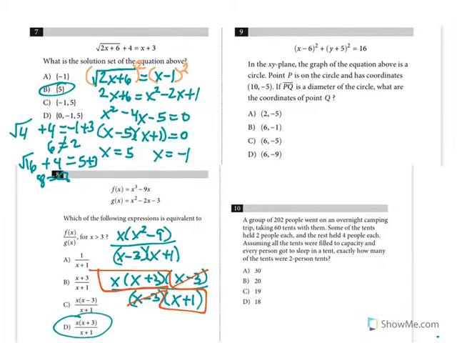In the xy plane, the graph of the equation above is a circle. Point P is on the circle and has coordinates (10, -5). If PQ is a diameter of the circle, what are the coordinates of point Q? All right, so knowing our geometry of circle equations, terrible circle, I know. All right, and we have point P, so let's say (10, -5). Let's call that (10, -5) right there.